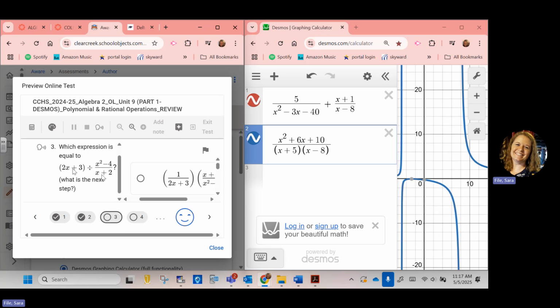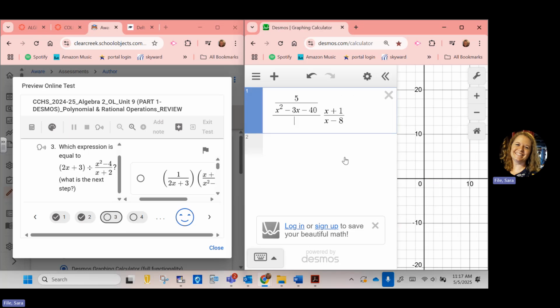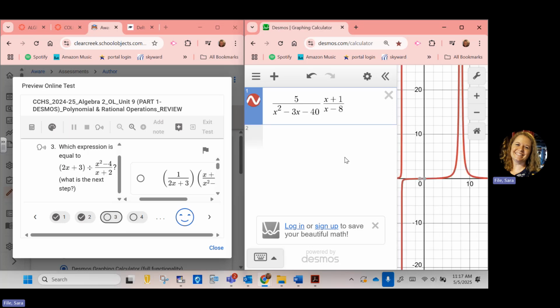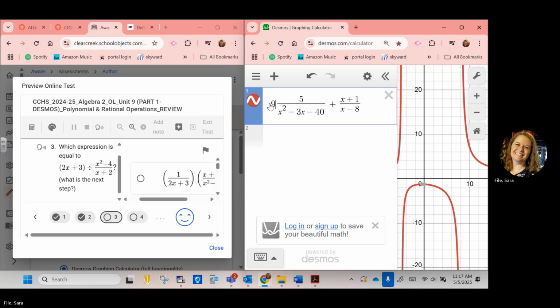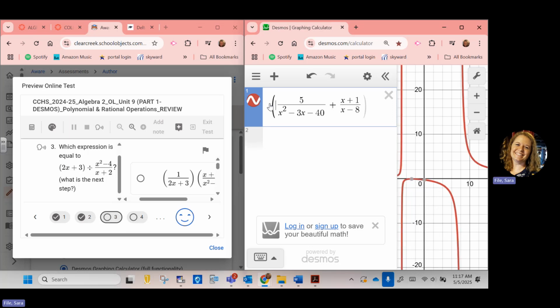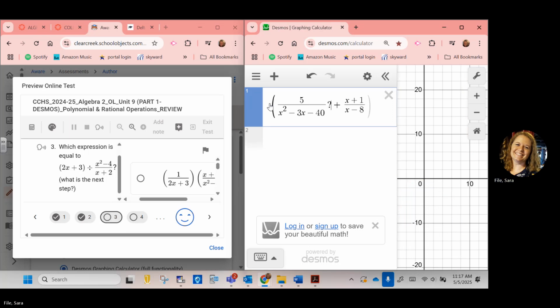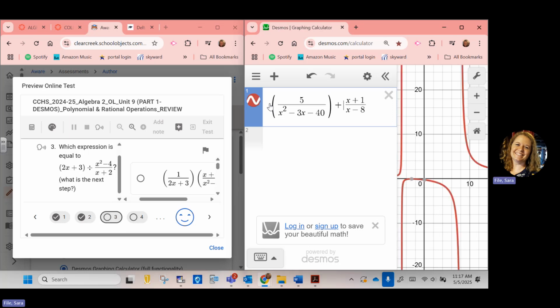Okay, now this one is division. Now here's where it may look tricky in DESMOS, because when I change this plus to a divide, notice that's what it does. So it makes it look kind of messy. So instead, I'm going to put my entire first expression in parentheses, and my entire second expression in parentheses.